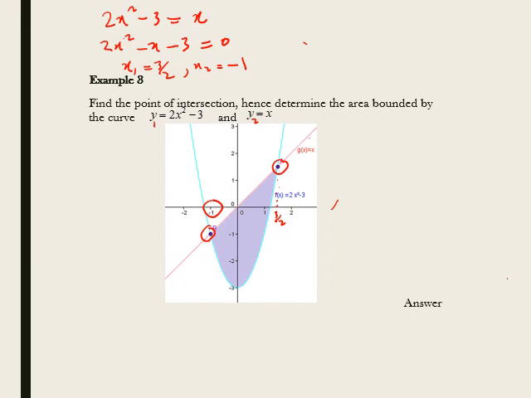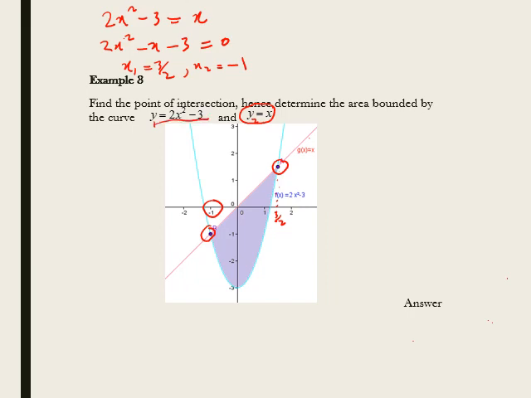So now it's the area between two curves, so it will be the upper curve minus the lower curve. What is the upper curve here? It's the straight line here, right? The straight line is y equals x. The lower curve here is this one, y equals 2x squared minus 3.